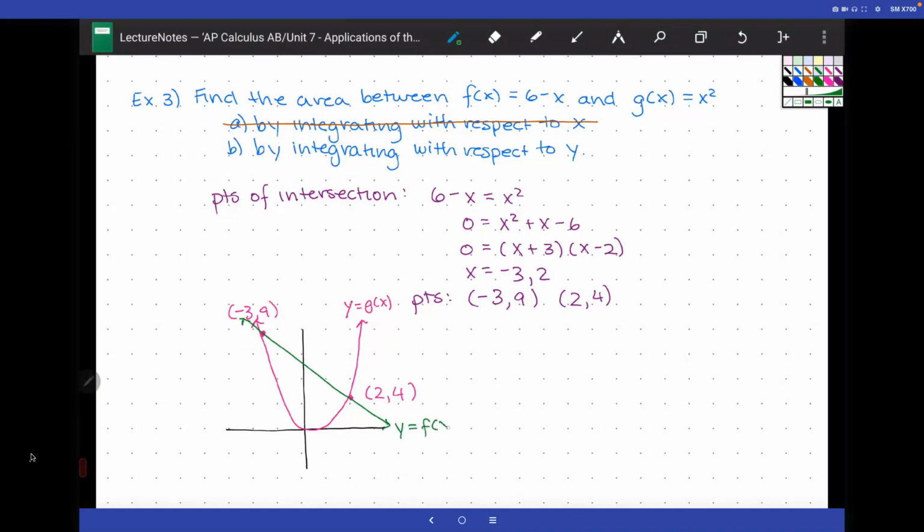Ugh, messy picture. But your area should look something like this. It's a very similar shape to what we had for the first example. So any questions on the picture?